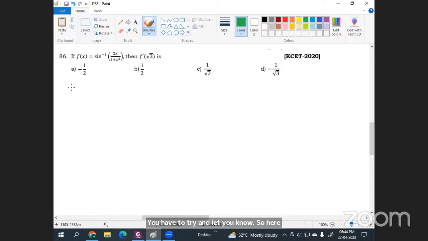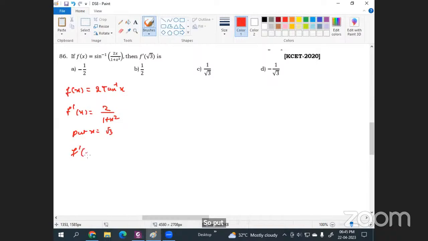So here, instead of directly differentiating, we can write f of x equal to sine inverse of 2x, that is 2 tan inverse x. Correct? Now you differentiate easily, you will get 2 by 1 plus x square. So put x equal to root 3. Therefore, f dash of root 3 is equal to 2 by 4 equal to 1 by 2.